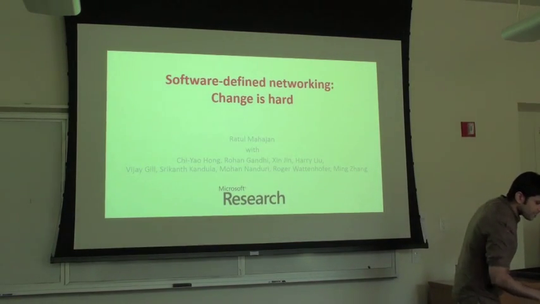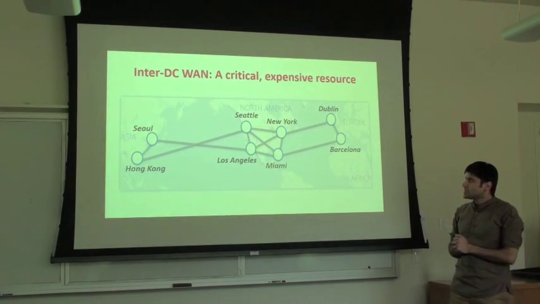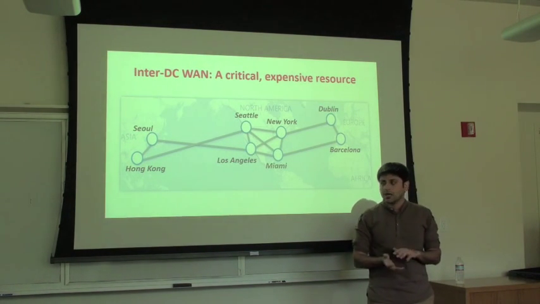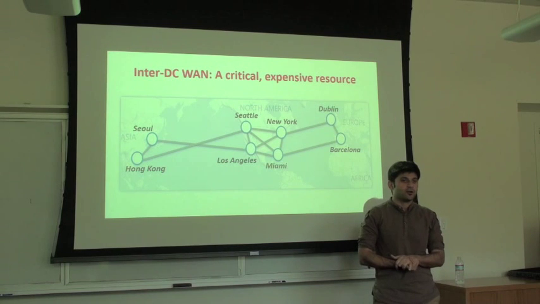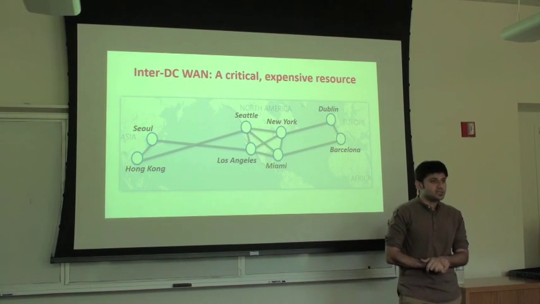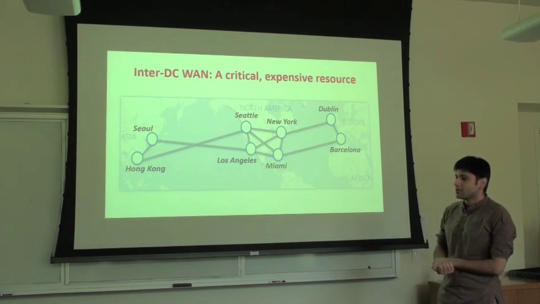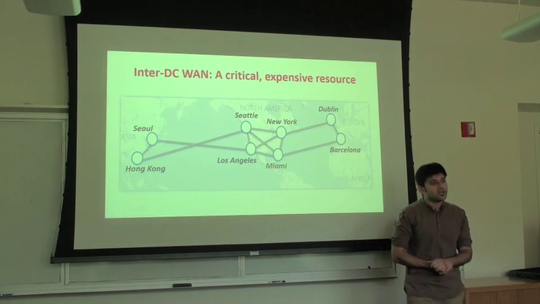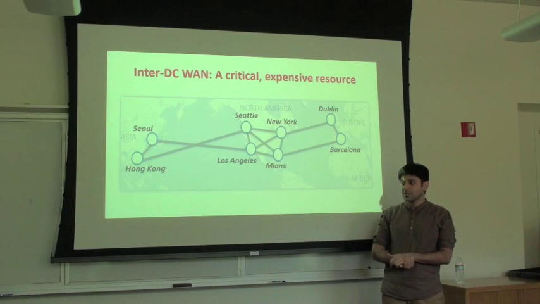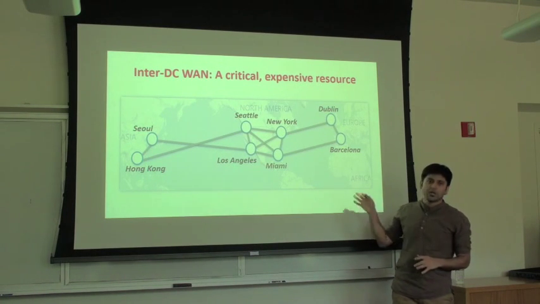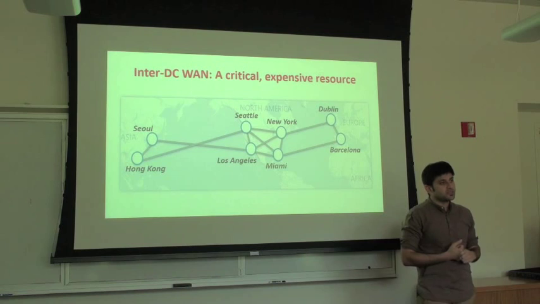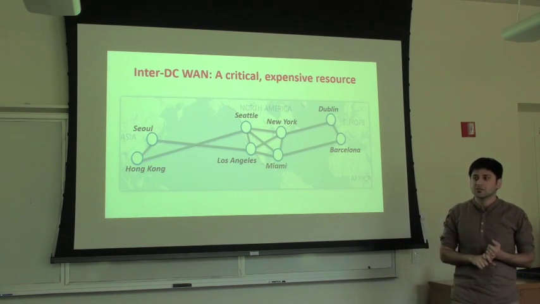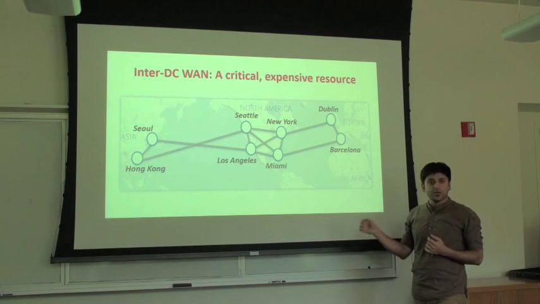So here was the problem. Large cloud computing providers like Microsoft, Google, Facebook, Amazon, we run a lot of data centers that are globally distributed. These data centers are connected using pipes that run up to hundreds of gigabits per second to terabits per second. They go across continents, they go across oceans, as a result of which these networks are really, really expensive. Not only are they expensive, they're also a highly critical resource for us. They're critical for the performance of our services, they're critical for the reliability of our services.